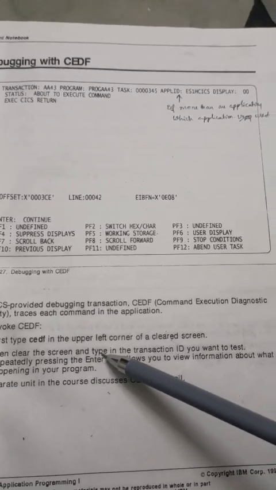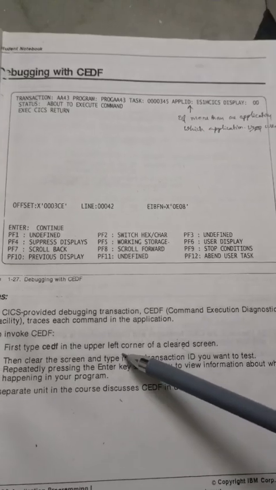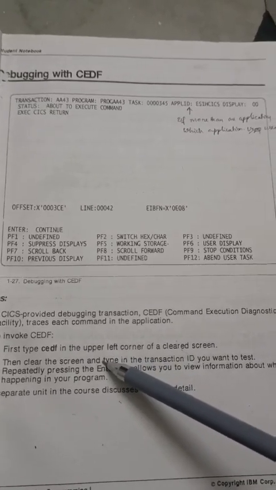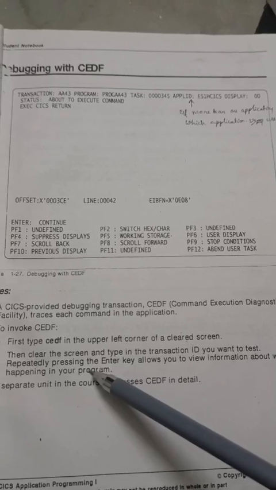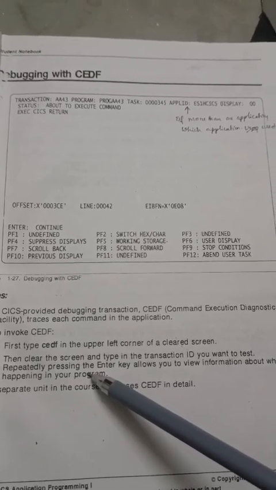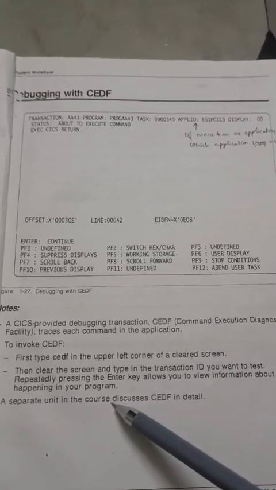Then clear the screen again and type the transaction ID you want to test. Means first you need to type CEDF, then clear the screen, then type your transaction ID, and then press the enter key. This allows you to view information on what is happening in your program.